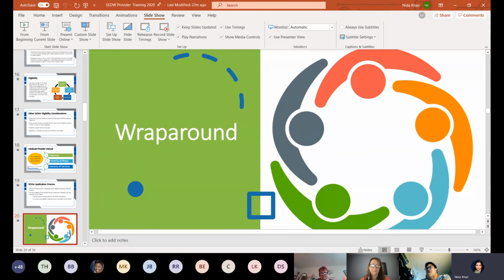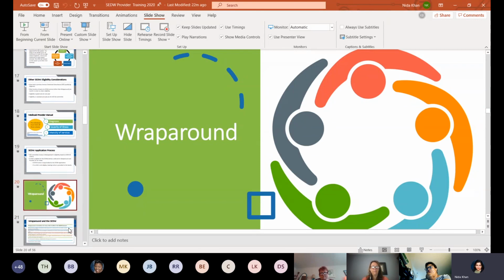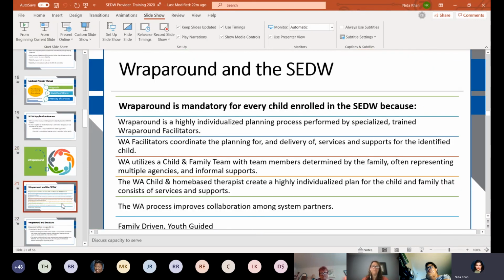Now I will be talking a little bit about wraparound. So wraparound, as mentioned earlier, is the only mandatory service under the SED waiver. So when a child and a family are eligible and begin SED waiver services, they have to have wraparound. They cannot choose not to have wraparound. It is a mandatory service. And wraparound is a highly individualized planning process performed by specialized trained wraparound facilitators. We have wonderful facilitators that are working at Oakland Schools.